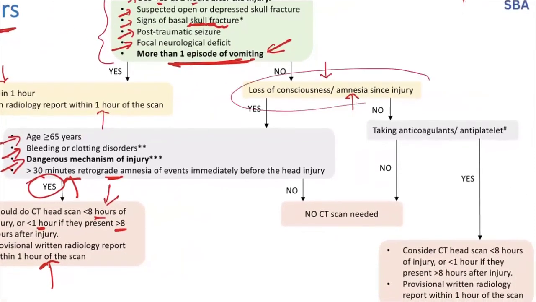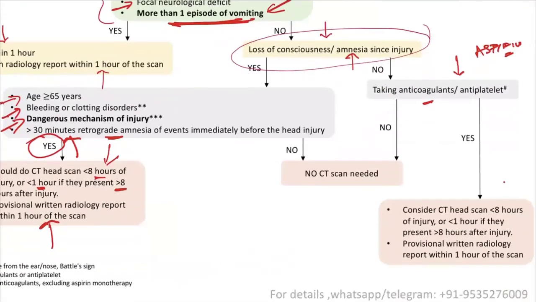There was no loss of consciousness. Then you need to see whether the patient is taking any anticoagulants or any antiplatelets except aspirin. Aspirin is excluded. Other than aspirin, like clopidogrel, ticagrelor, prasugrel, any of these antiplatelet medications he is on, or he's taking any anticoagulants like rivaroxaban, apixaban, or fexofenadate, any of those kinds of drugs, like warfarin, then also you will go ahead and get the CT scan done within 8 hours of the injury. If 8 hours have already passed, within 1 hour you need to get it done. You need to get a provisional report within an hour's time once you get the CT scan done.